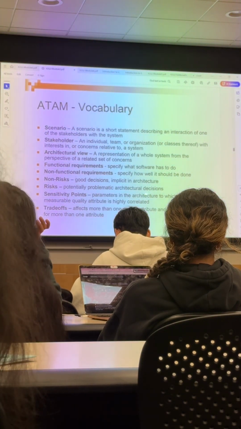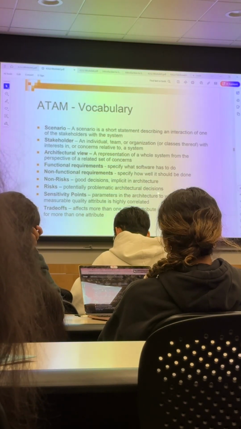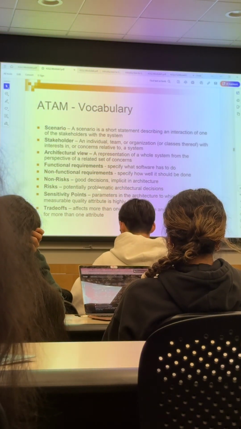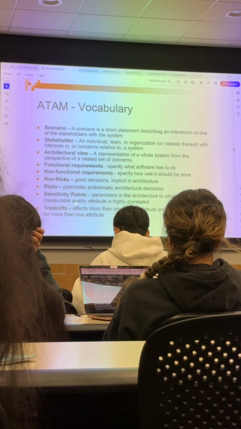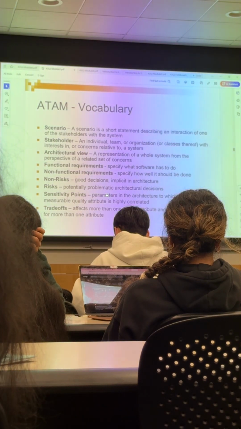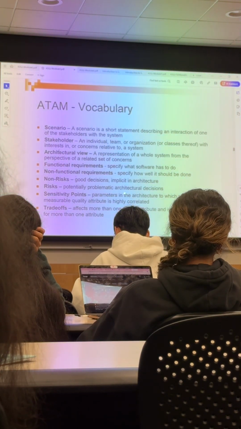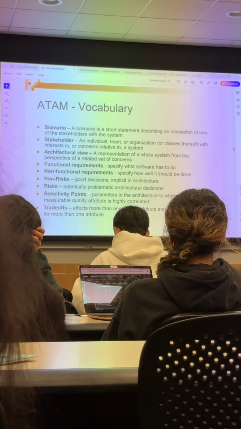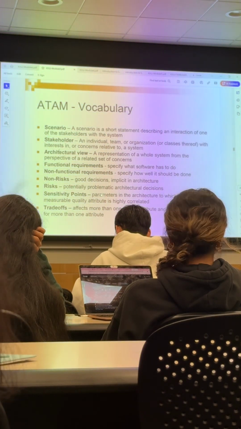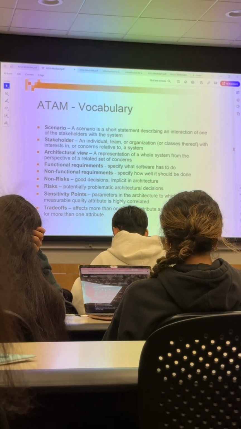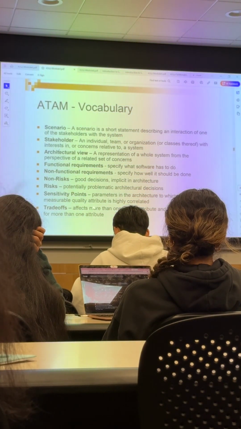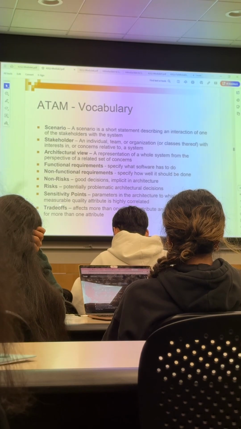Sensitivity points, again, we are probing through the architecture decisions, any kind of parameters in your architectural decisions where you can correlate that parameter to a quality attribute which is measurable. Okay, so for example, a sensitivity point where you are increasing the encryption level of your system highly correlates that particular decision to a security increase. Okay, so that is called a sensitivity point.